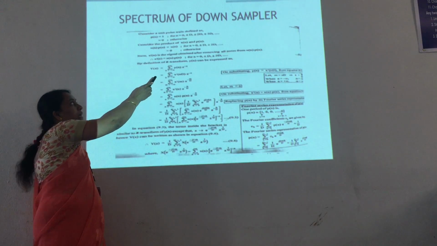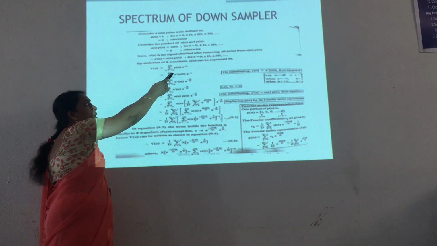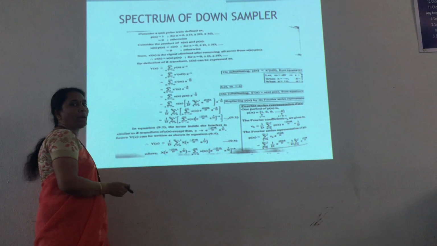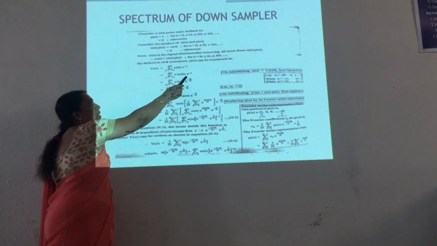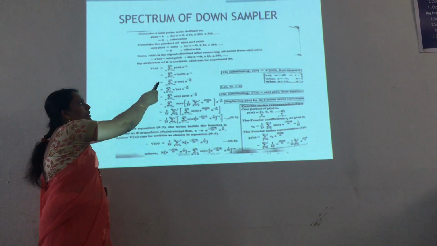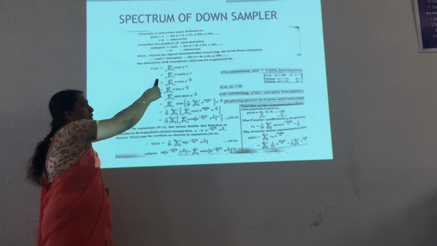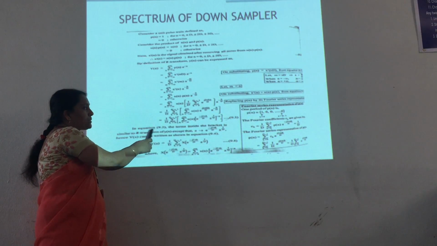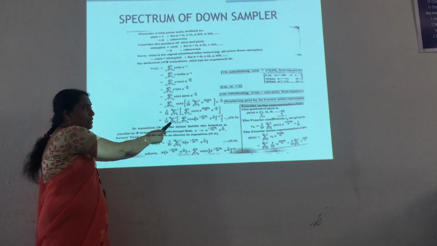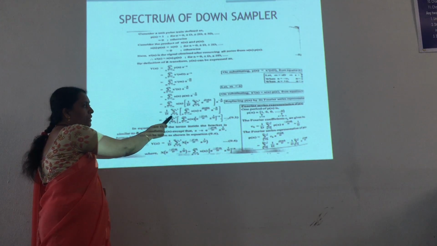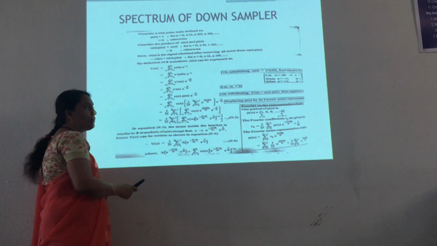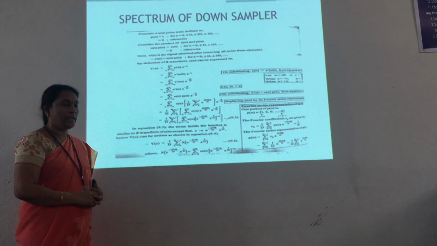Next, the z transform of y of n is equal to summation n is equal to minus infinity to infinity of x of n and z to the power of minus n. The x of n is substituted here, and that is the multiplication of x of n and the p of n. So after simplifications, after applying the z transform, the total spectrum of the output sequence is equal to 1 by D summation k is equal to minus infinity to infinity, summation n is equal to 0 to N minus 1 of x of e power j omega minus 2 pi k by D.